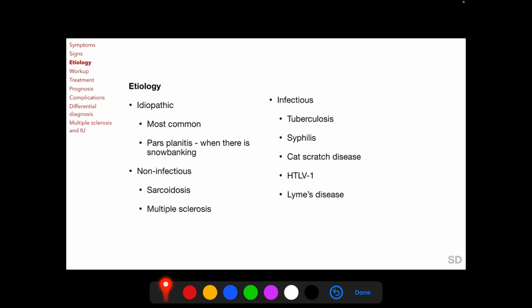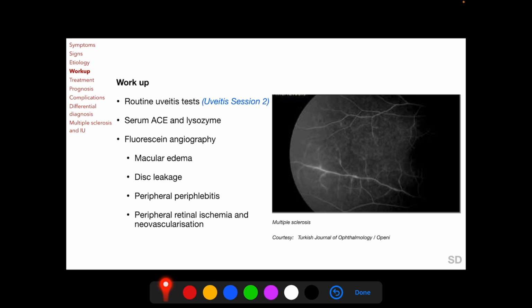Most intermediate uveitis patients do not have any cause, and then we call it pars planitis if there is associated snowbanking. Non-infectious causes include sarcoidosis, important to remember, and multiple sclerosis. Infectious causes of intermediate uveitis include tuberculosis, syphilis, cat scratch disease, HTLV1, and Lyme's disease. An intermediate uveitis presentation demands routine uveitis testing. In addition, we can assess the serum angiotensin converting enzyme and lysozyme levels.